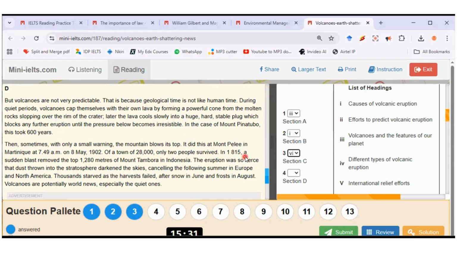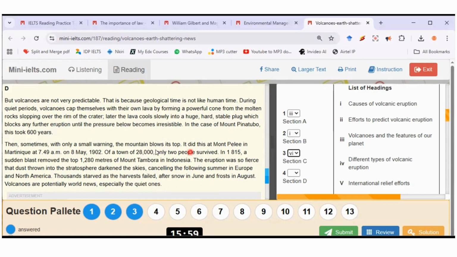In 1815, a sudden blast removed the top 1280 meters from Mount Tambora in Indonesia. The eruption was so fierce that dust thrown into the stratosphere darkened the skies, cancelling the following summer in Europe and North America. Thousands starved as harvest failed after snow in June and frost in August. Volcanoes are potentially world news, especially the quiet ones.